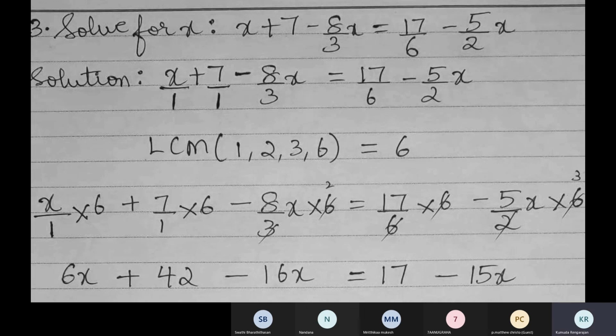X should be written as x by 1. 7 should be written as 7 by 1 because we need to know the denominators of every term.